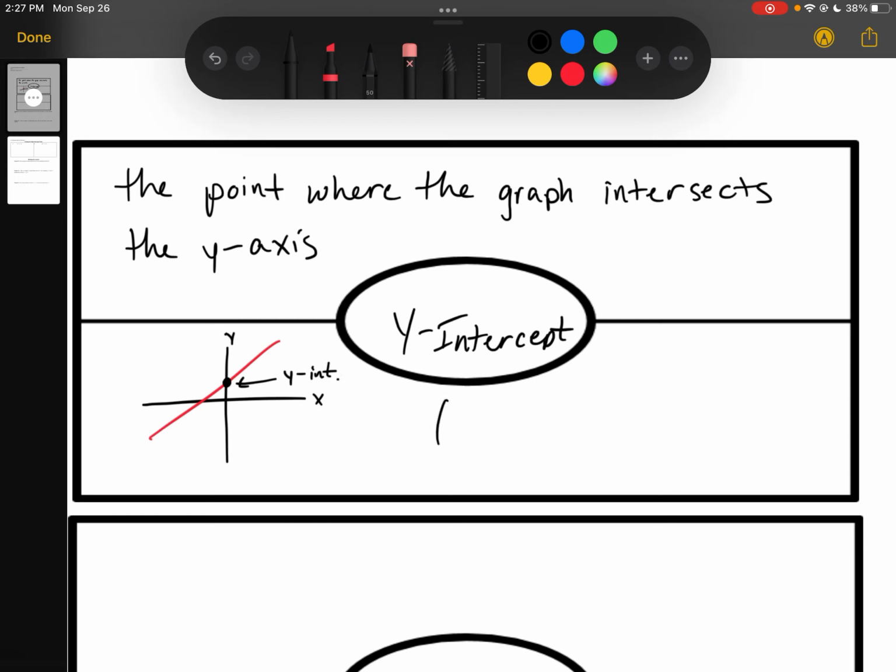So in an ordered pair, a y-intercept is always 0, comma, and then whatever that value is. So the first term, the x term in a y-intercept is always 0 because it's on the y-axis. We don't move left or right at all. We just move up or down.